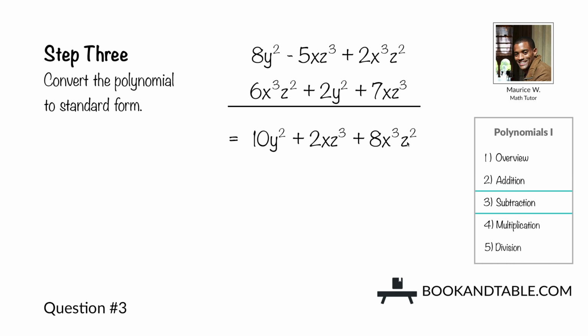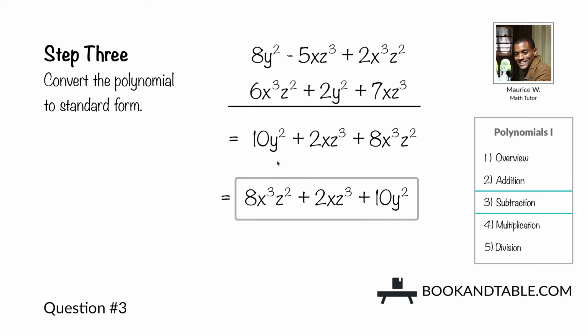8x cubed z squared has a degree equal to 5, 3 plus 2. 2xz cubed has a degree of 4, 3 plus 1. And 10y squared has a degree of 2, y squared. So in standard form, the final answer is 8x cubed z squared plus 2xz cubed plus 10y squared.